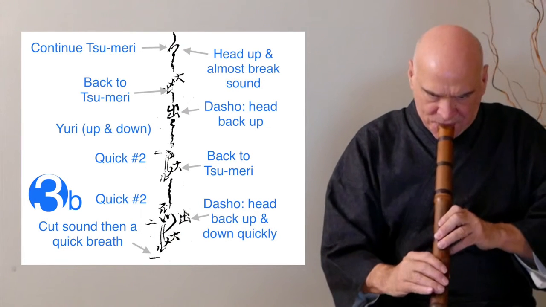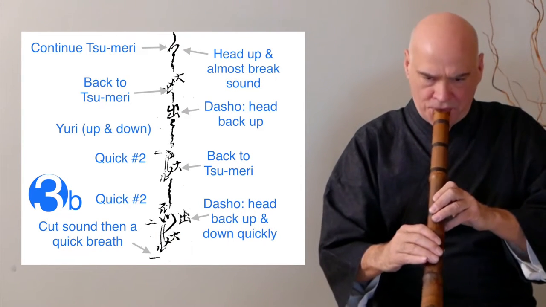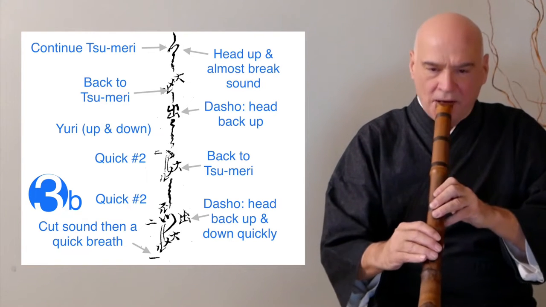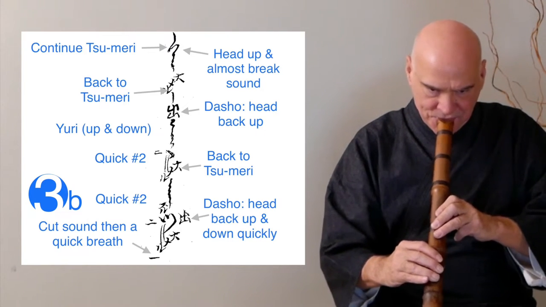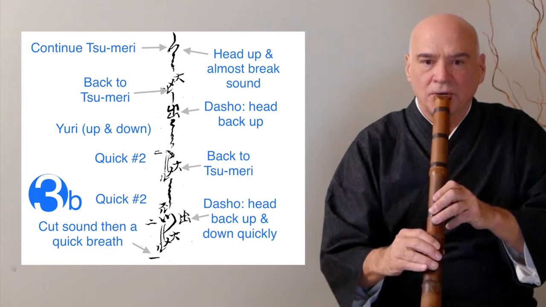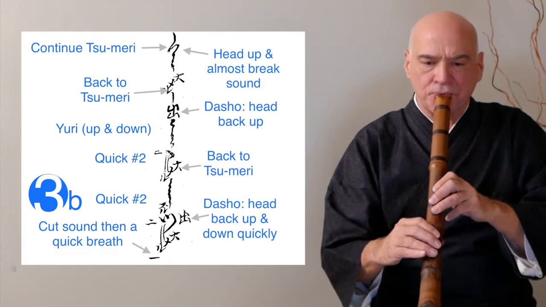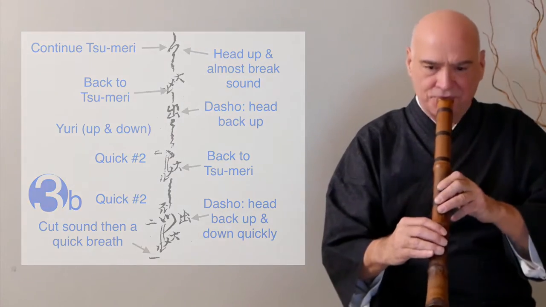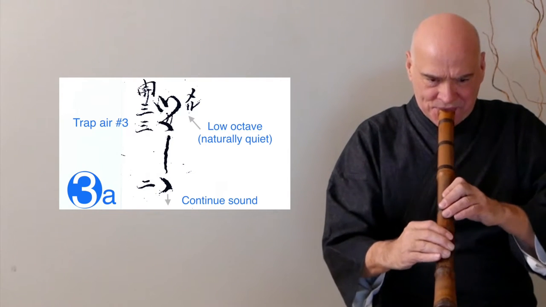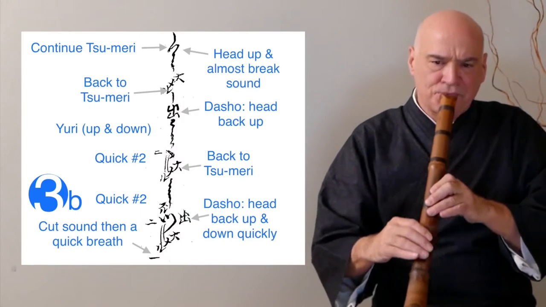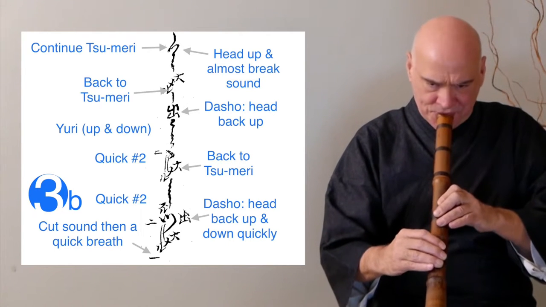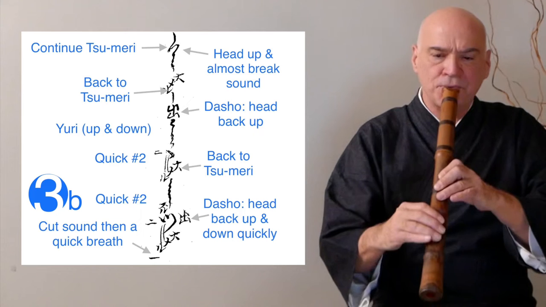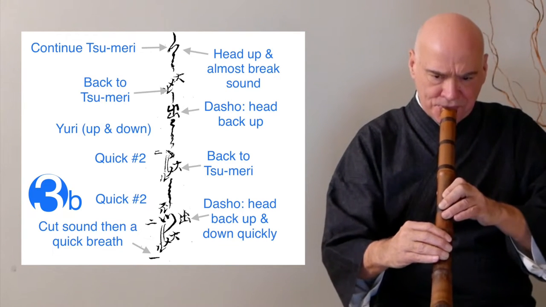Now 3B. Back down again. This is a dasho. So I'll play that as one phrase now. Okay.